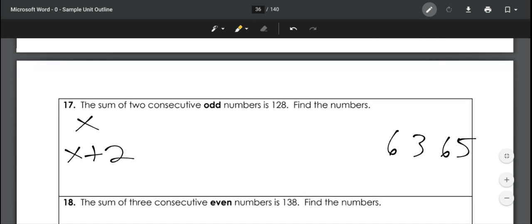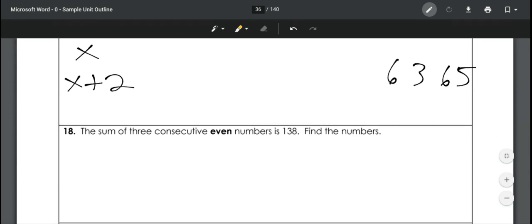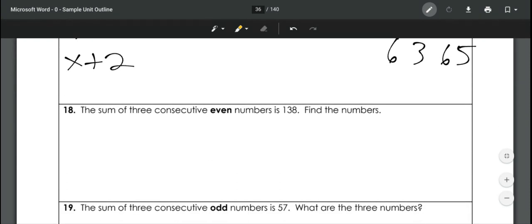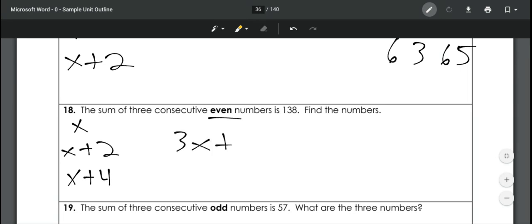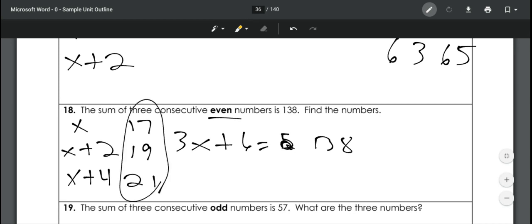Okay, then we just take it a step further and we do 3 consecutive even numbers. So we have your x, and since it's even, we're skip counting. And the next one is going to be x plus 4. And then you just add all those together. So you have 3 x's plus 6 equals 138. And then you solve that, and you should get 17, add 2 more, or 4 from the x, and that's what you get.